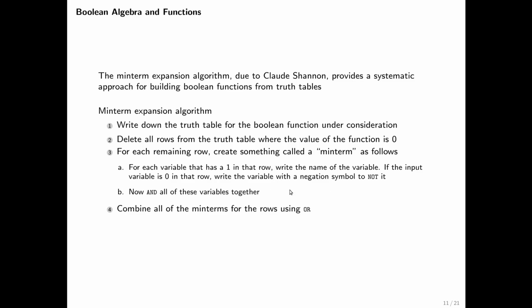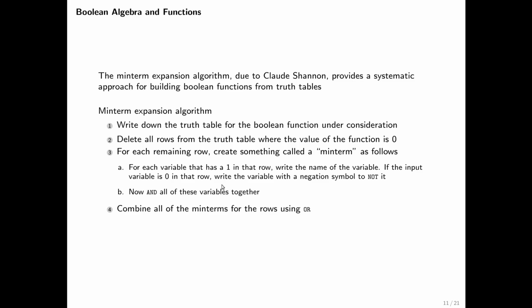All right? And the way you build a min-term is by looking at each input variable, and if that variable has a value 1 in that row, you write the name of the variable as is. And if that variable has a value of 0, you write the variable with a bar on top of it, meaning the not of that variable. Okay? And now you combine all these variables together using the AND operation. Okay, that's how you get the min-term for one row.